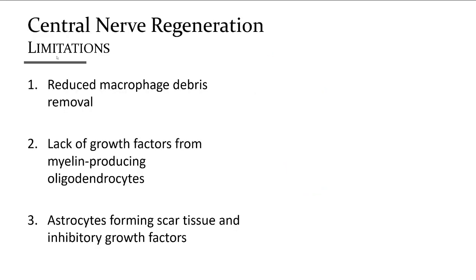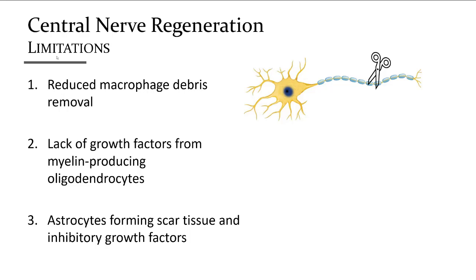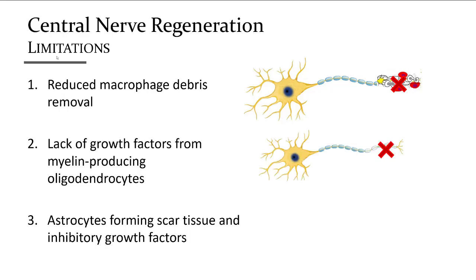For damaged neurons in the brain and spinal cord, regeneration begins to occur but ceases after about 2 weeks. The oligodendrocytes do not function in a growth-promoting manner as the Schwann cells do in the periphery, so we don't have regrowth that occurs.